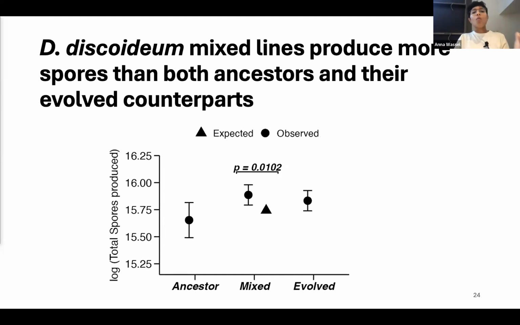So then I looked at what happens when you measure the spores of these migrating fruiting bodies versus non-migrating fruiting bodies. And this was interesting, but in a surprising and interesting way, not an uninteresting way. I saw here that the mixed lines actually produce significantly more spores, not just than the expected average, but also than either their ancestors or evolved counterparts. And that made me go back to my plates.